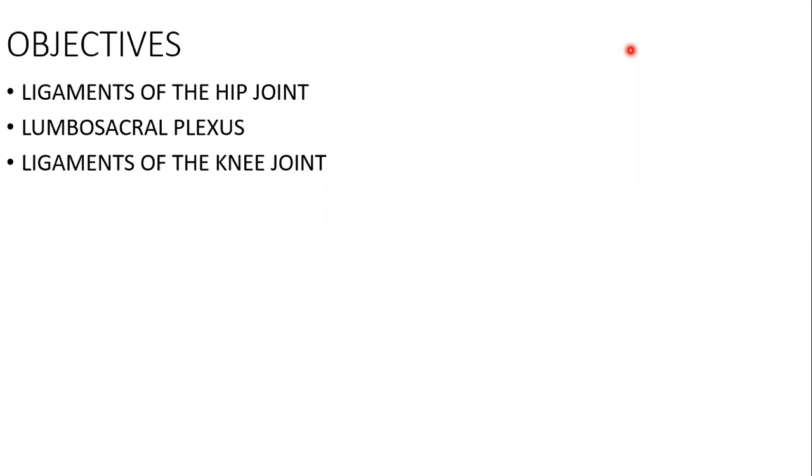So the objectives of this video are as follows. I'll talk about the ligaments of the hip joint, as well as the acetabulum. I'll talk about the lumbosacral plexus. Okay, just by the name itself, you have the lumbar plexus and you have the sacral plexus. And lastly, I'll talk about the ligaments of the knee joint.